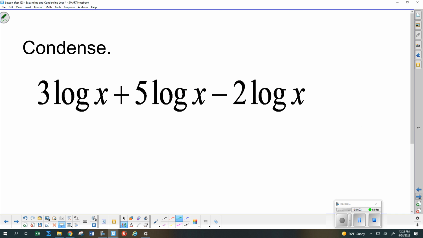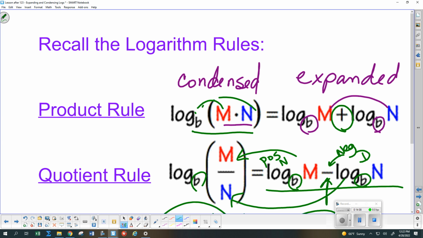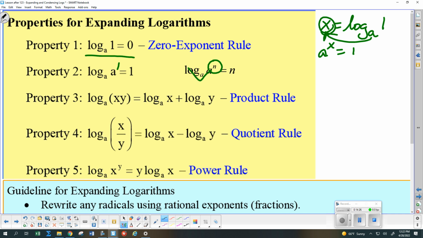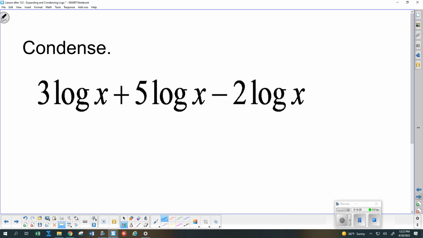All right, now we want to put them together. Going back to my rules at the beginning for just a moment, if I want to put them together, I have to have 1 log plus 1 log, not 3 log, not 5 log. I can't have numbers in front of them, same if I'm subtracting them. So I have that problem on this next example. I can't put them together yet because I have those numbers in front of log. What do I do with the 3, with the 5, with the 2? Abby?